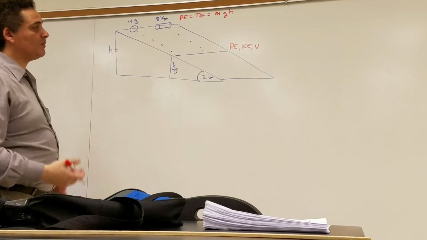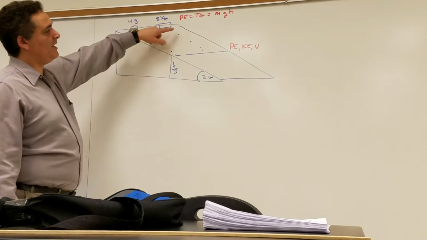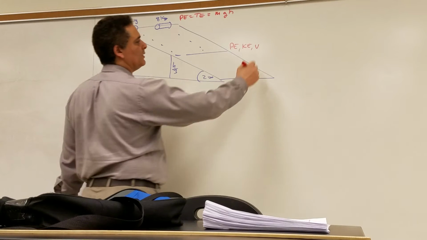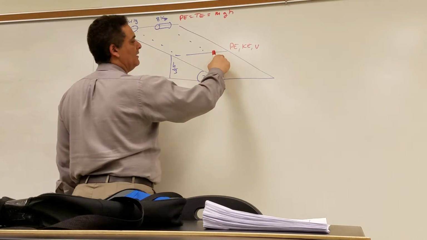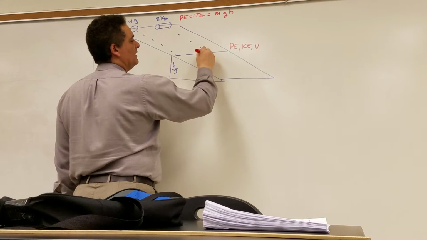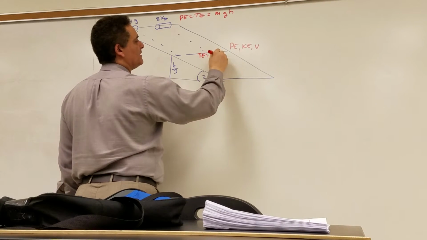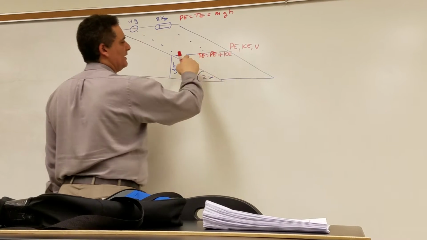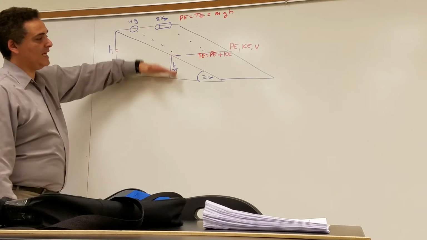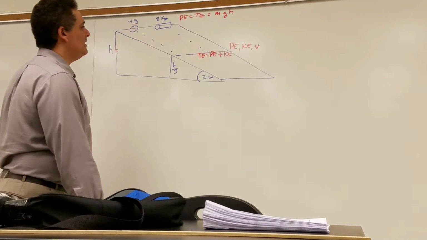The reason we compare the two is that the total energy here has to equal the total energy here. The total energy at this point is potential energy plus kinetic energy, because it's moving and it still has some height. So let's do that.